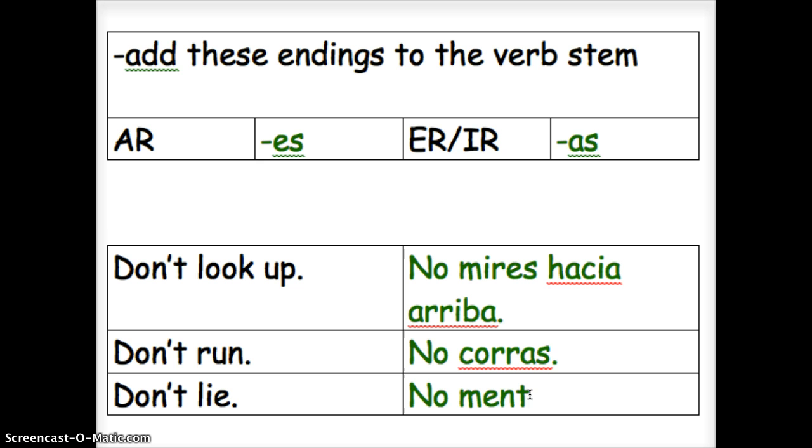Don't lie. Mentir is to lie. It's an E to IE stem changing verb. So I lie is miento. Take off the O off of the yo form. Opposite endings, no mientas.